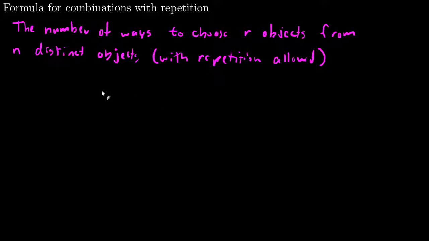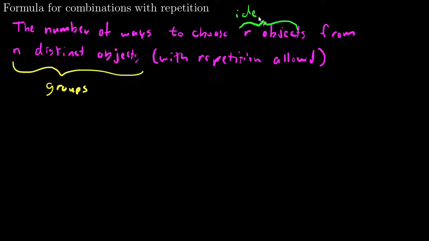Is going to be, we have n distinct groups. This right here is the number of groups. And then this is the identical element. So if you remember, when we had groups in the last one, if there are n groups, that means we need n minus 1 dividers. And that leads us to the formula.